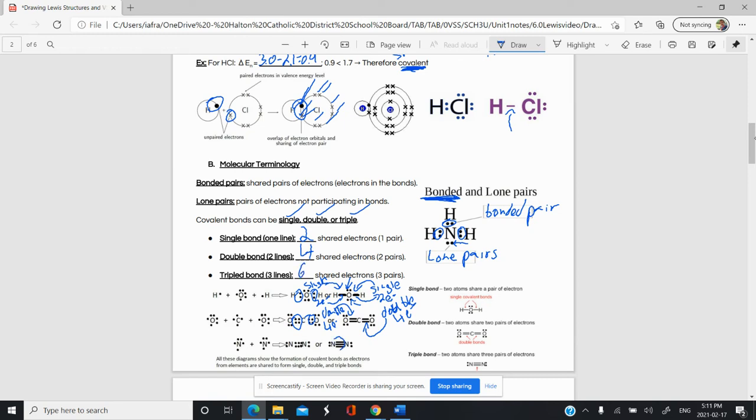So here we have one triple bond. And that basically means just six electrons shared between them. And you can see that over here, six electrons. There's two lone pairs, one lone pair here and one lone pair over here. So that's important terminology because when we draw Lewis structures for molecular compounds involving covalent bonding, you'll have to pay attention to bonded pairs and lone pairs and use that terminology in your process.